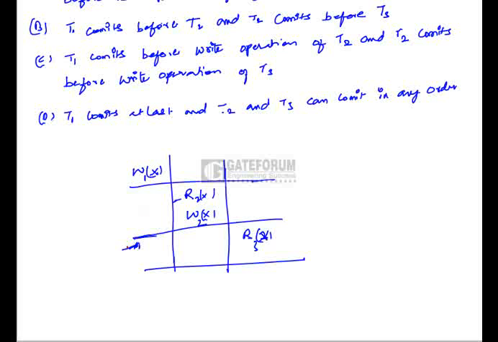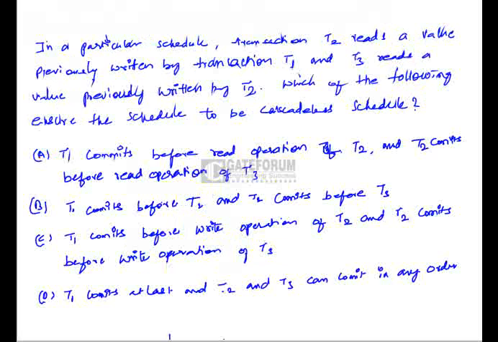If transaction T1 aborts here, then transaction T2 should also abort. Then it will become a cascading schedule. So the commit operation should be here, and here also the commit operation should be before the read operation of transaction T3. So the correct option is option A: T1 commits before the read operation of T2 and T2 commits before the read operation of T3. So here the correct option is option A.